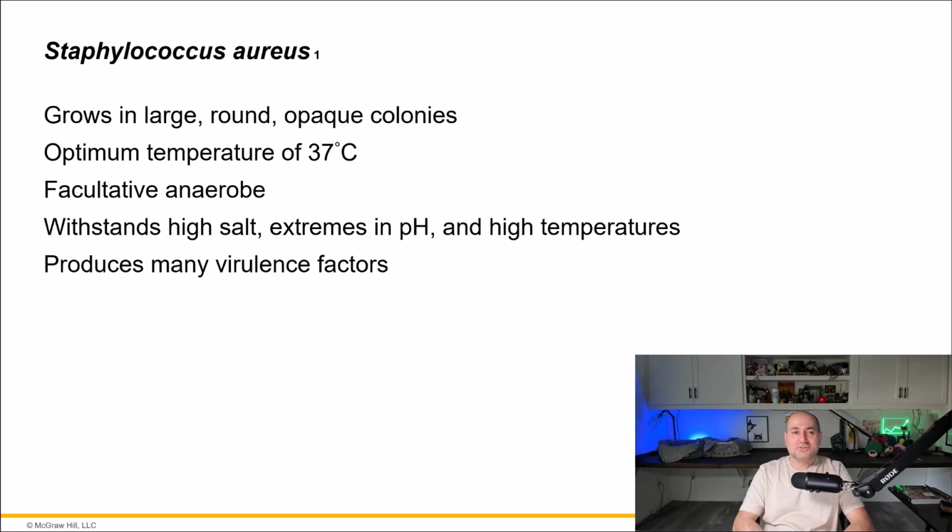And one thing about Staphylococcus aureus is that it produces many virulence factors. So let me tell you what a virulence factor is. You make a note of this: a virulence factor is anything that can give a pathogen the upper hand and help it be a better pathogen. So almost anything can be a virulence factor as long as it helps a microbe to cause disease. Does that make sense? Anything from fimbriae for adhesion to toxin production, all of those things are virulence factors.